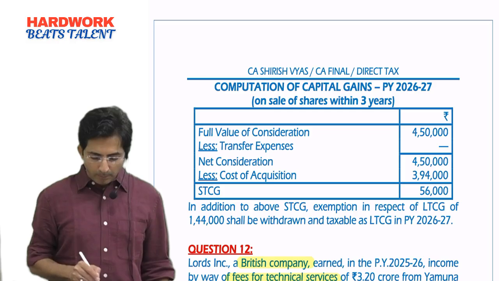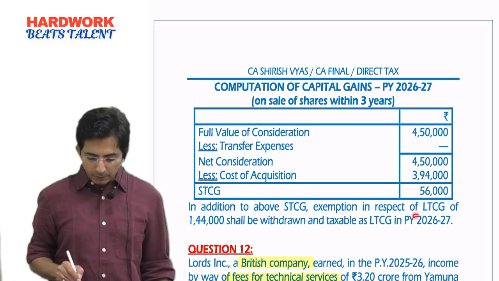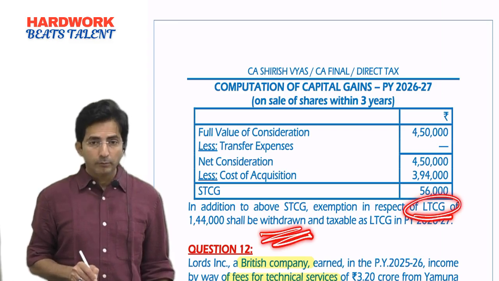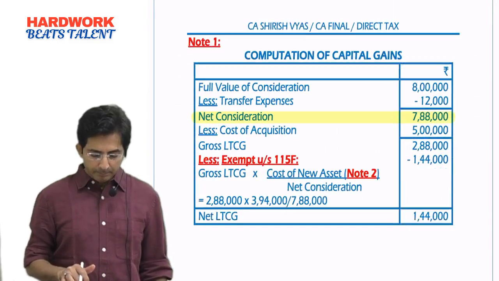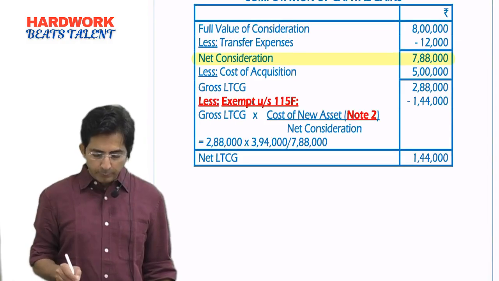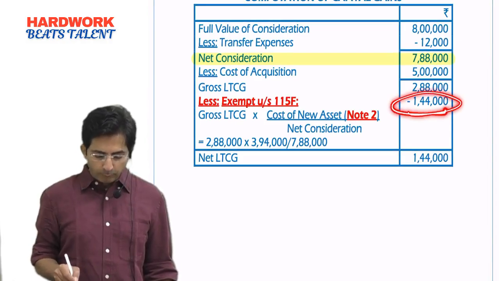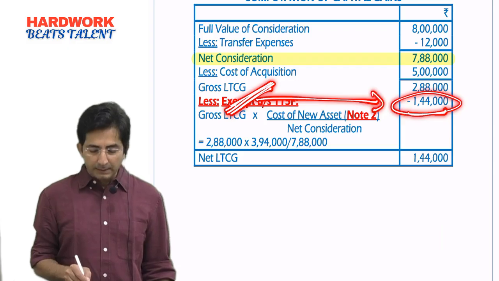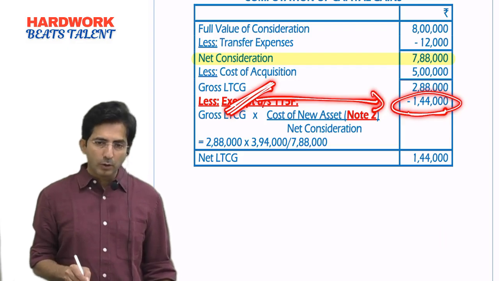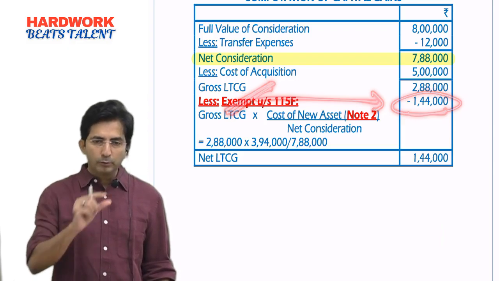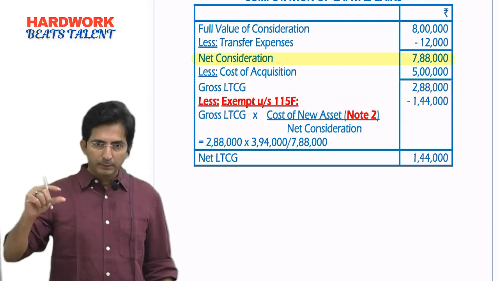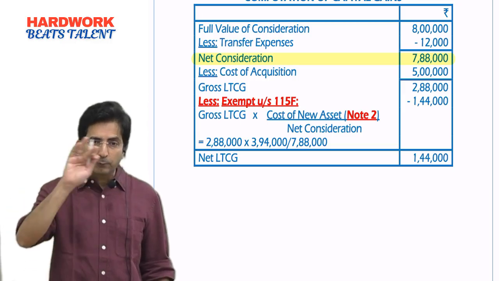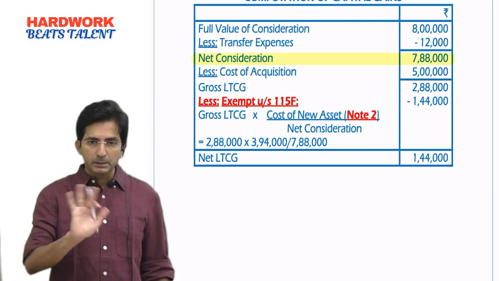In addition to the above Satak G, exemption of Latak G shall also be withdrawn. Why did I say Latak G? Because by reinvestment you claimed 1,44,000 of Latak G exemption. So if the exemption was granted as Latak G, it will be withdrawn as Latak G. But that you will have to show separately as a note. If you remember, in capital gain what we used to do was subtract it from the cost only. But this system is not applicable here.